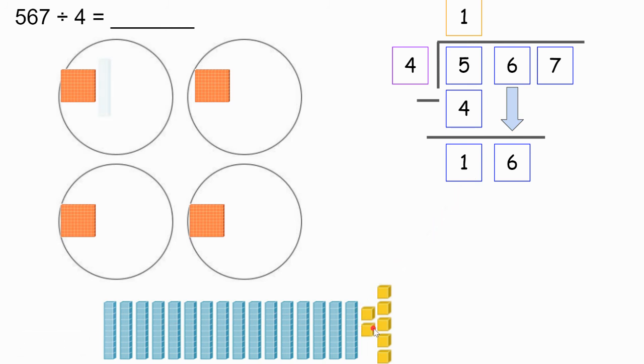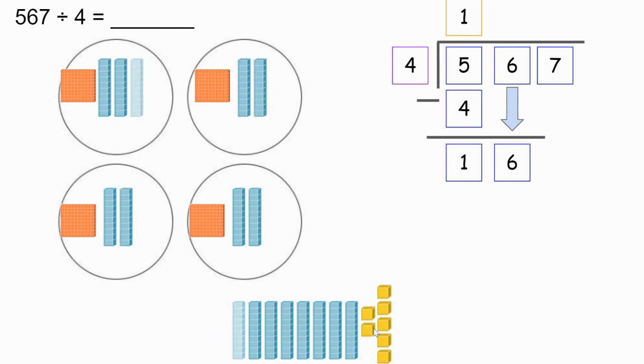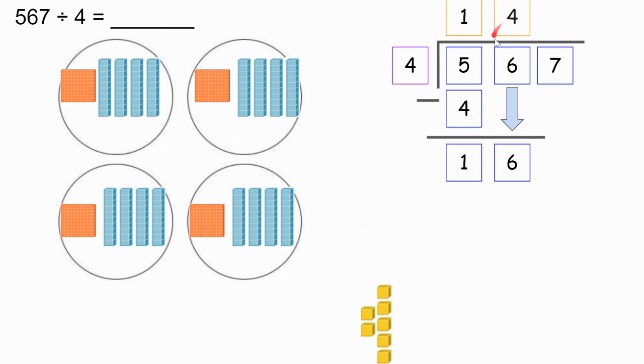We can go ahead and distribute or share these rods evenly by placing 1 rod in each group until we don't have enough rods to evenly share between all 4 groups. Looks like we were able to share all 16 rods evenly between all 4 groups. We can see each group has 1, 2, 3, 4 rods. So we're going to place a 4 up here in the tens place.